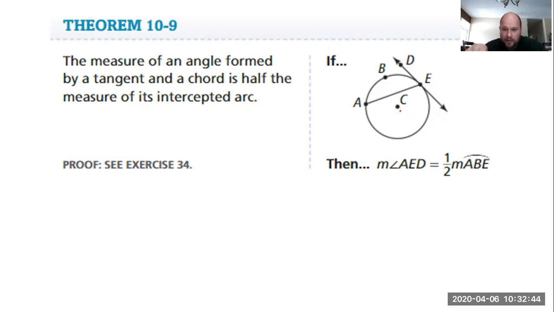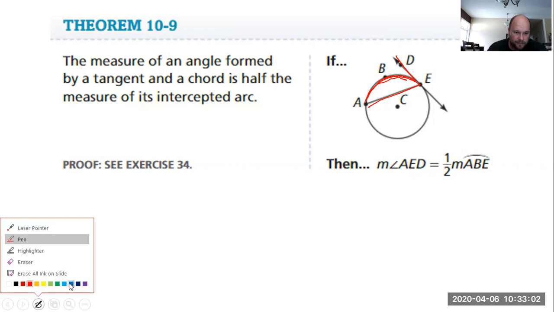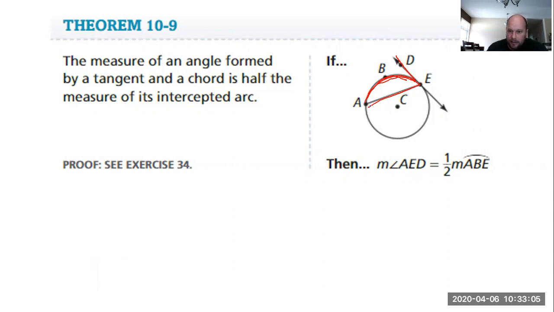Both angles are going to be half of their respective intercepted arcs. So angle AED, the one they're referencing in the then statement, is half of its intercepted arc that's over here. Whereas if I did the angle going this way instead, this angle will be half of this arc. So again, in each case, the same theorem still holds true.